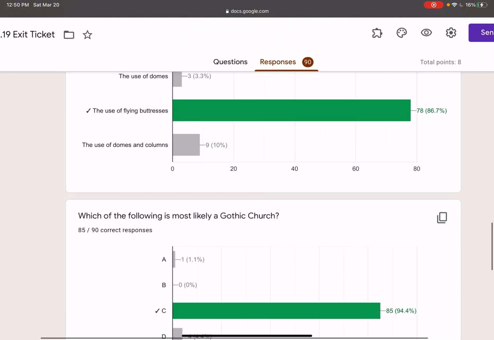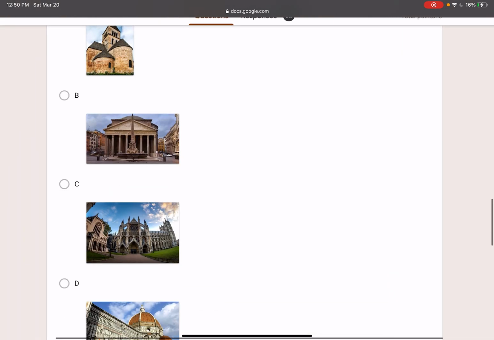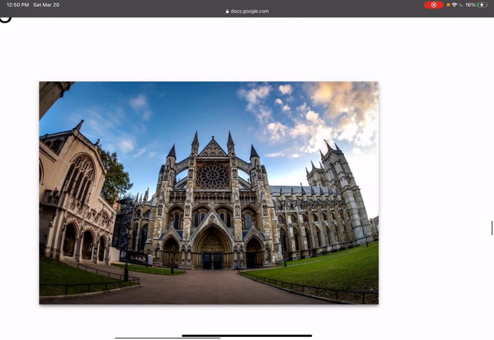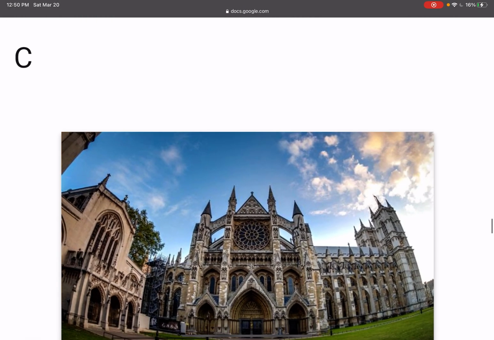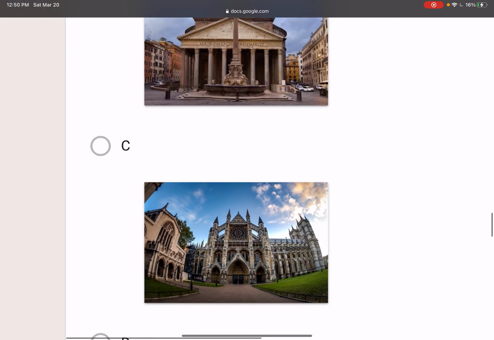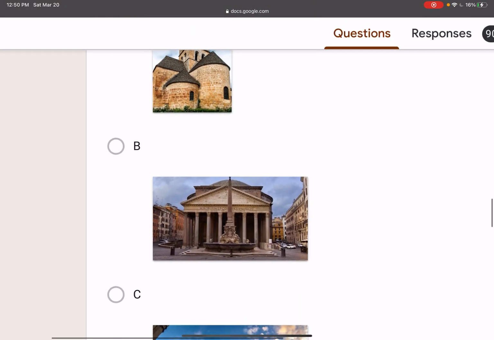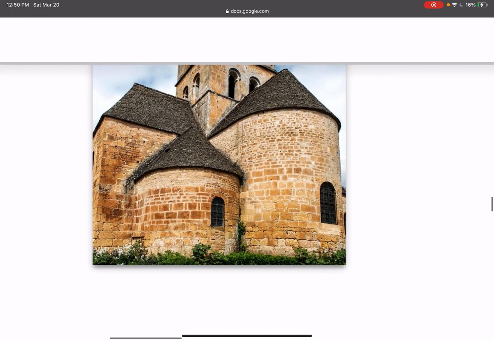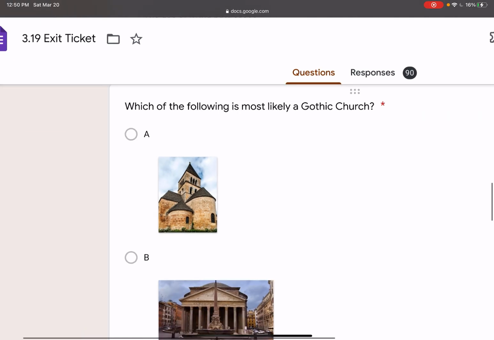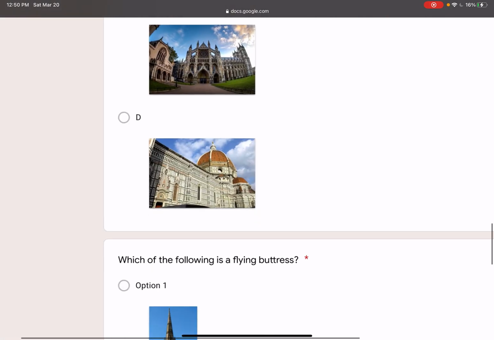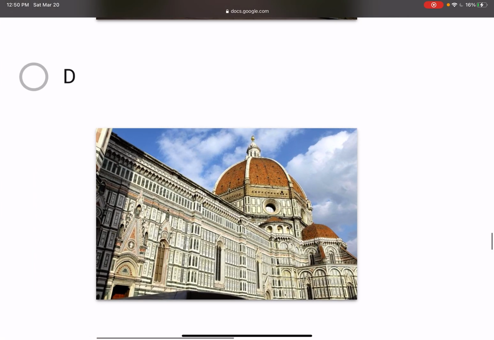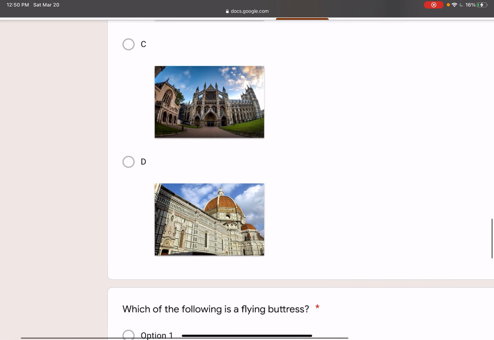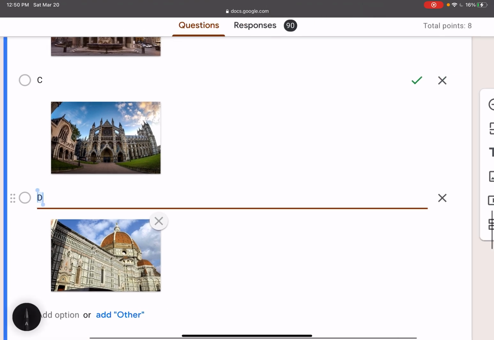Which of the following is most likely a Gothic church? Most of you got that question right. The Gothic church is the most flamboyant one, the one that has these arches. This is from ancient Rome. This is from the Middle Ages. This is called Romanesque. This came before Gothic. And then this is Renaissance, mainly the dome, which is the top part.